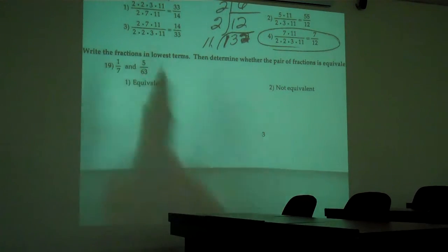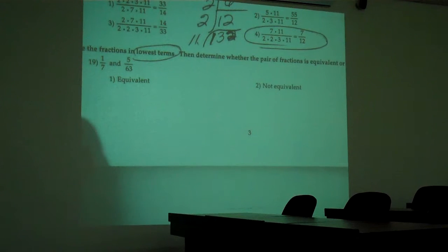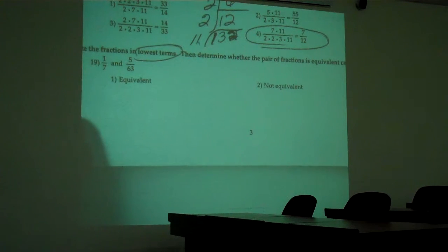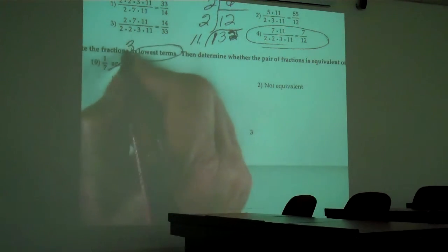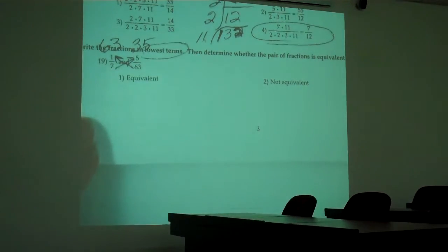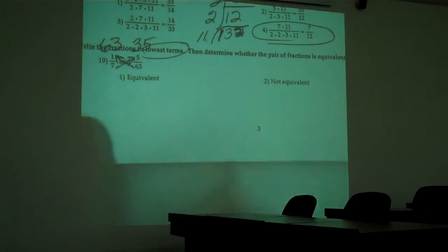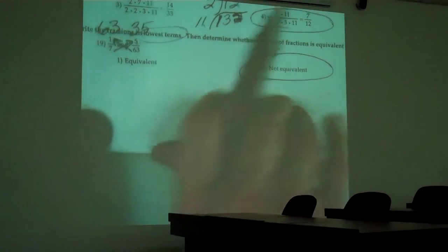Okay, write the fractions in lowest terms and then determine if they're equivalent or not. They may be in lowest terms already. Remember how else you can find out if they're equivalent? If you multiply, 7 times 5 is 35, 63 times 1 is 63. They're not equal, are they? I think they're already in lowest terms, because that won't reduce and that won't reduce, so they're not equivalent.